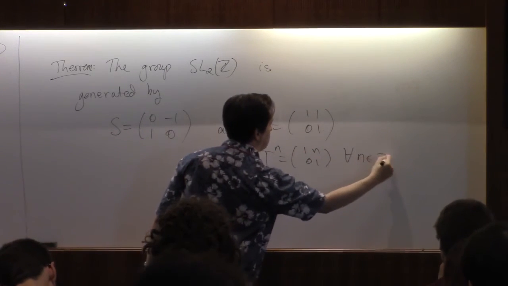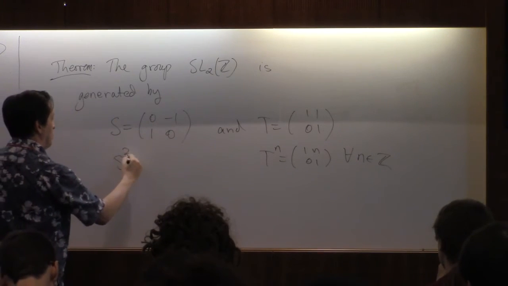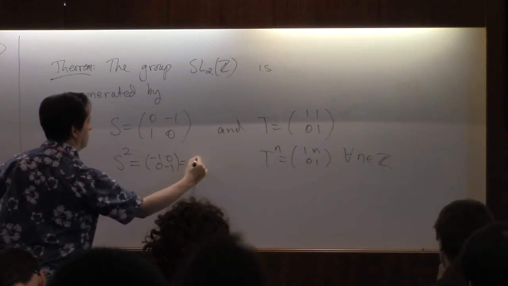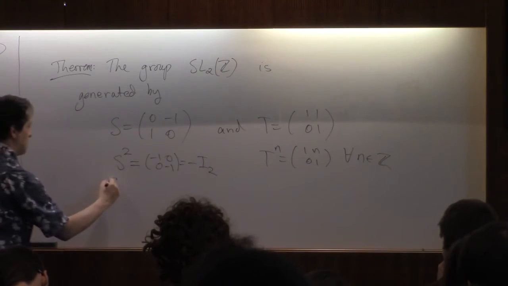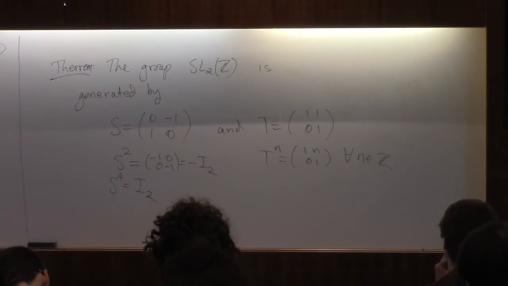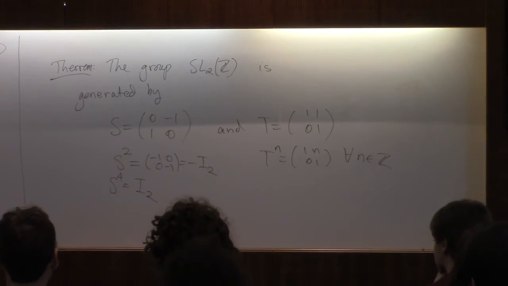Powers of the matrix T are pretty easy to write down. S actually has finite order. S squared is the negative identity, so S has order 4, and T has infinite order. So these two matrices together generate the whole group. And in the lecture notes, I present two proofs of this.